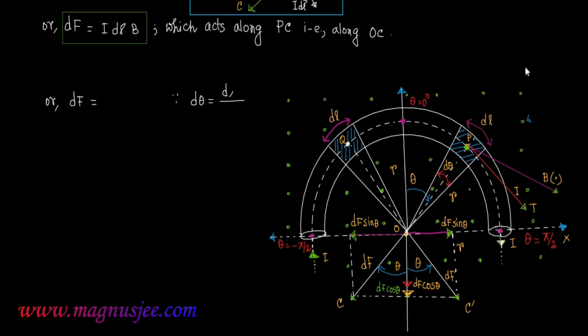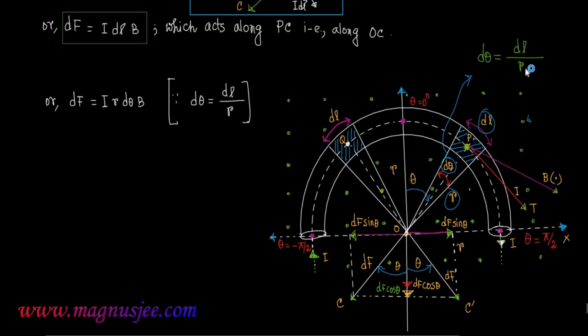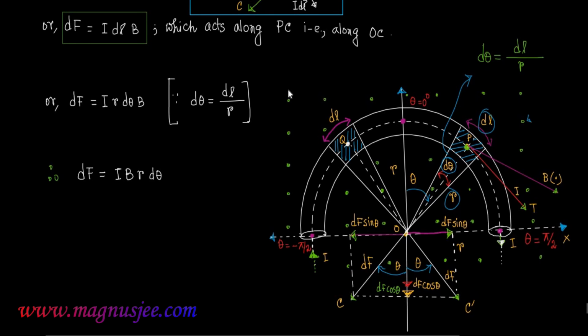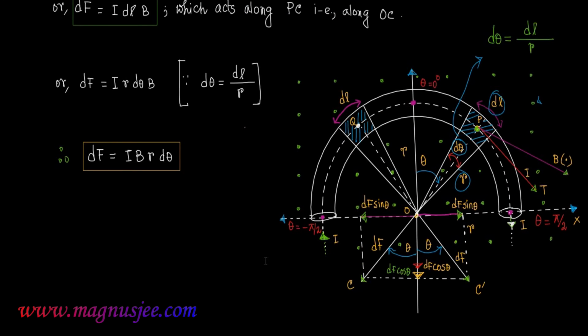Here we know that the angle subtended by the small element, d theta, is equal to dl by r, length of arc divided by radius. So therefore dF is equal to I r d theta B. In this case, the angle subtended by the small element d theta is equal to dl by r. That's why we have written dF as equal to I r d theta B. Therefore, we can write dF as numerically equal to I B r d theta, which is the force experienced by the small element on the semicircular wire at the point P.